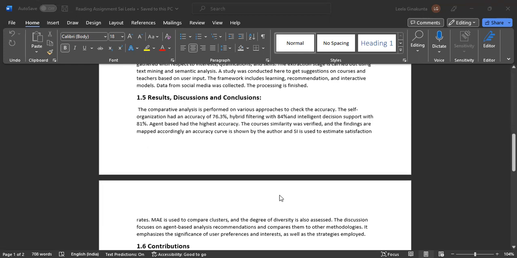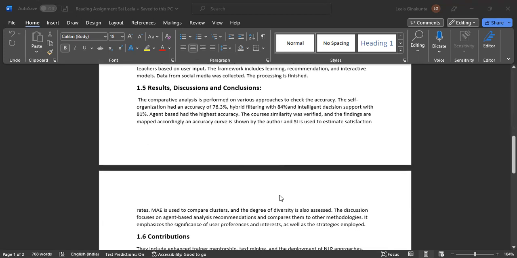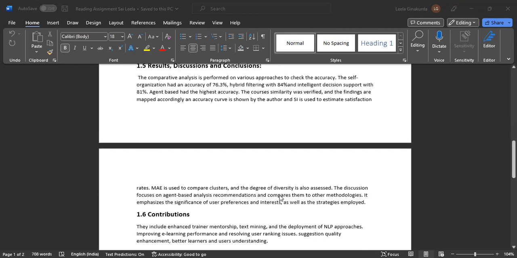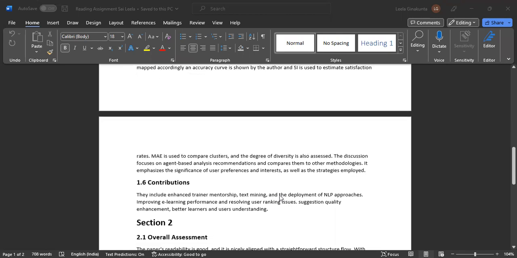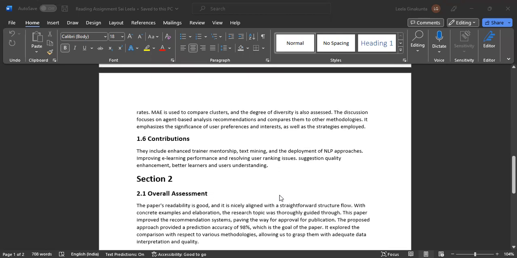The course's similarity was verified and the findings are mapped accordingly. An accuracy curve is shown by the author and SI is used to estimate satisfaction rates. MAE is used to compare clusters and the degree of diversity is also assessed. The discussion focuses on agent-based analysis recommendations and compares them to other methodologies using machine learning. It emphasizes the significance of user preferences and interests as well as the strategies employed.